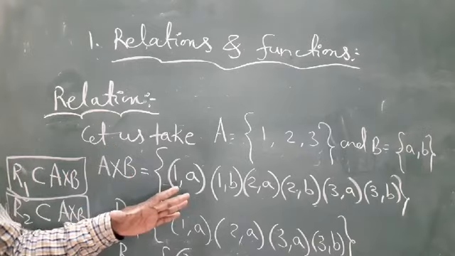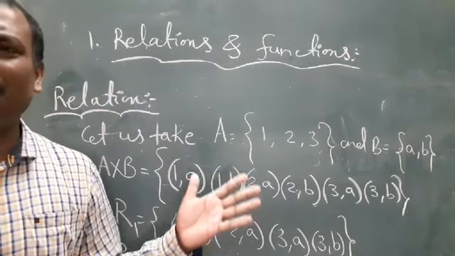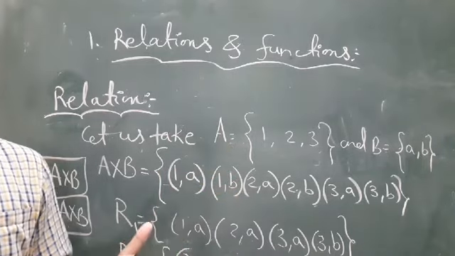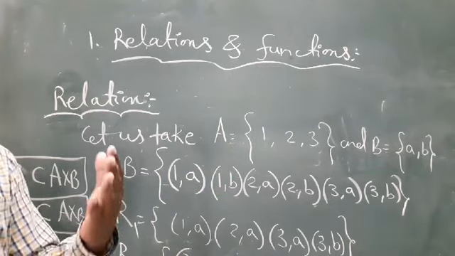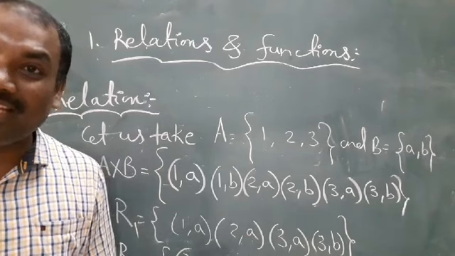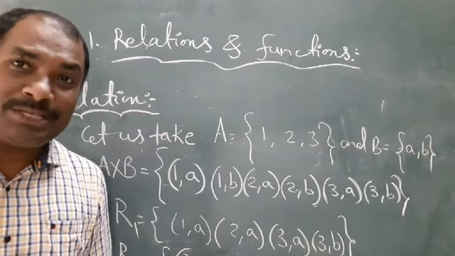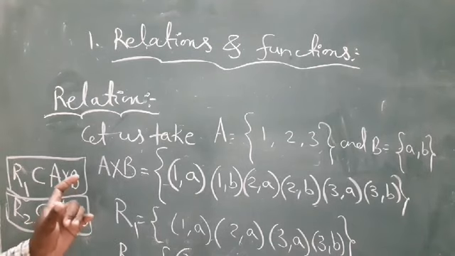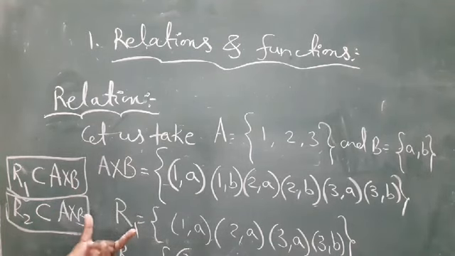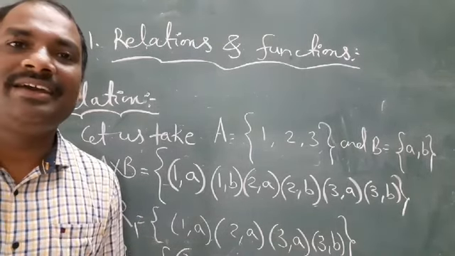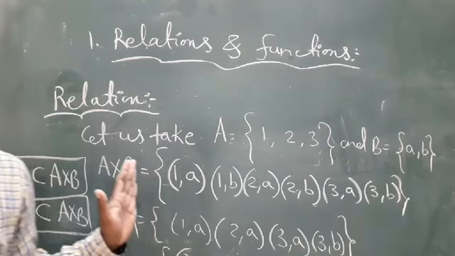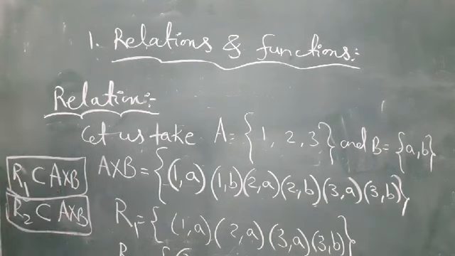Do you understand? Very simple. You can take two sets, create the Cartesian product, and select some elements from A cross B. If it is a subset of A cross B, then R1 or R2 is called a relation. Does everyone understand? Very nice.